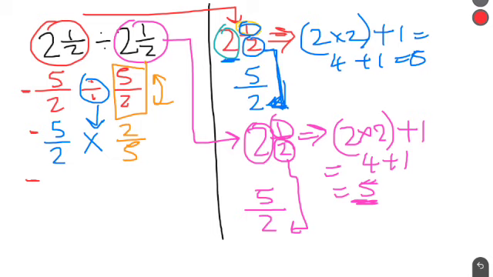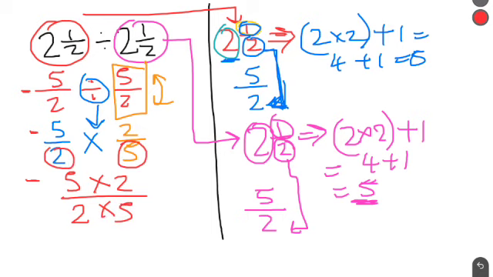When we multiply fractions, we always multiply the numerators together, and then we multiply the denominators together. So that would look like 5 times 2, this 5 times this 2, then divided by 2 times 5, this 2 times this 5. And 5 times 2 is 10, and 2 times 5 is 10. And 10 divided by 10 is the same thing as saying 1.